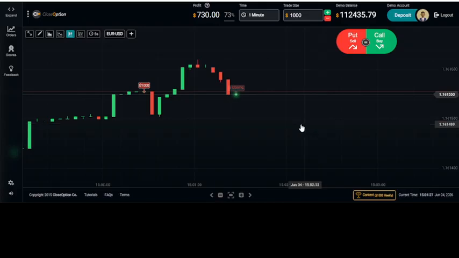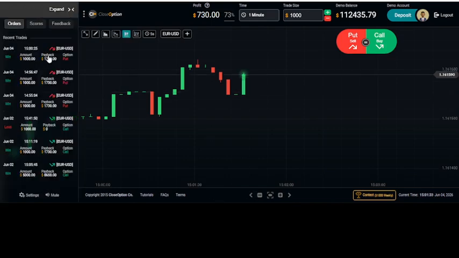Oh wow, okay, so actually that trade also won here. If we check our trade here, that was another win. So 3 wins in a row.